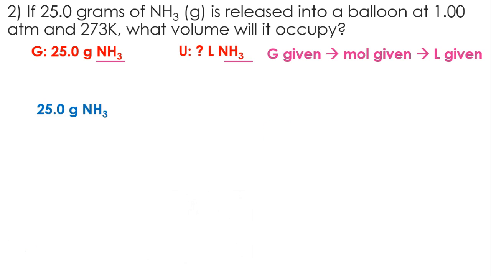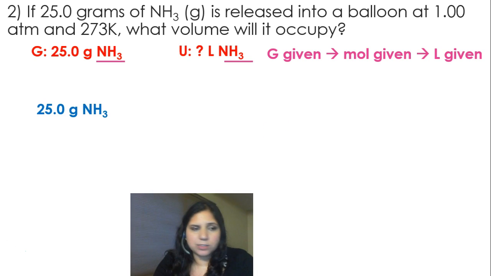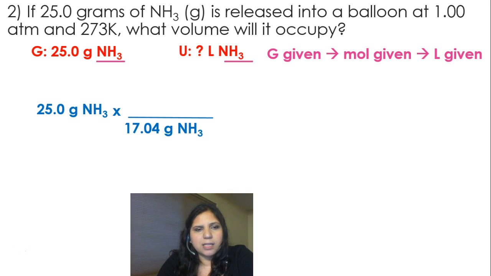All right, so let's do that. It's 25 grams of ammonia. When we go from grams to mole, hopefully you remember we need the molar mass. So we're going to add up nitrogen and 3 hydrogens. That's 14.01 and 3.03 altogether. And that's 17.04 when I add the two.